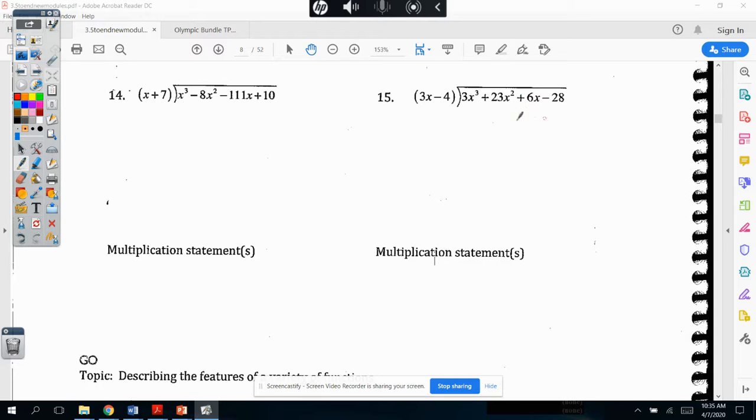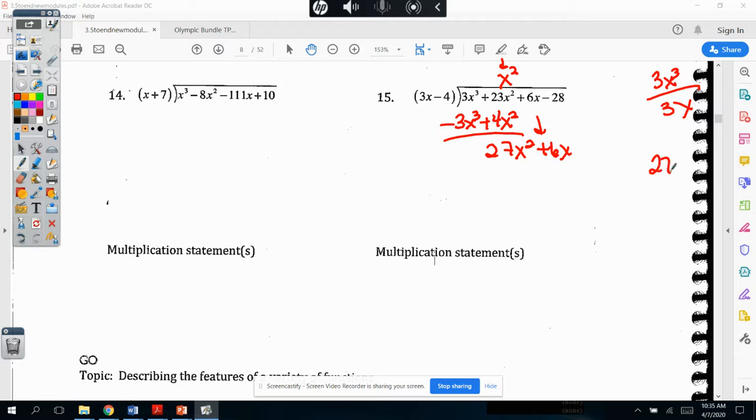X cubed, x squared, x, a number. Everything is there. 2 pieces, so start 2 in. How many times does 3x go into 3x to the third? It's x squared. Multiply down. 3x cubed minus 4x squared. Change a sign, change a sign. 27x squared, drop the 6x.